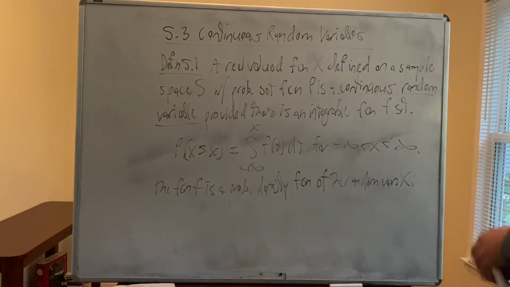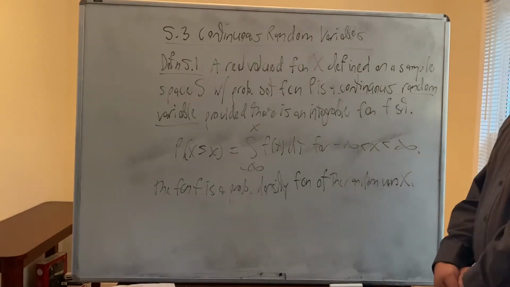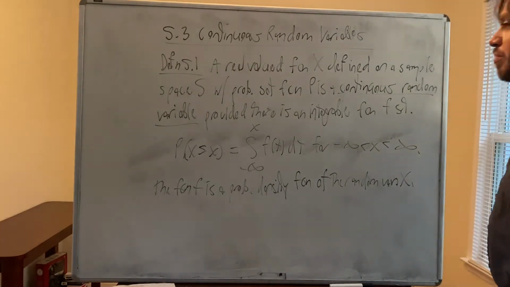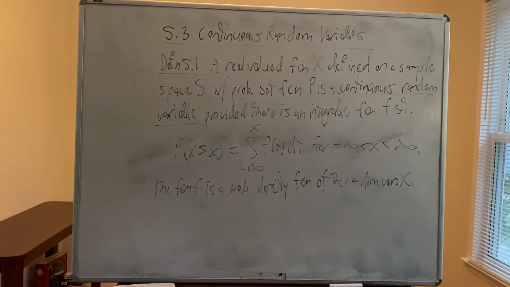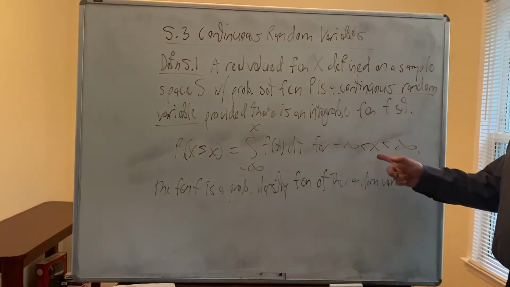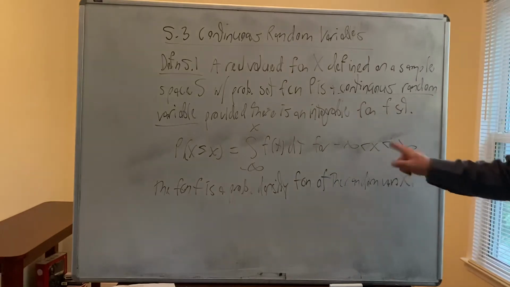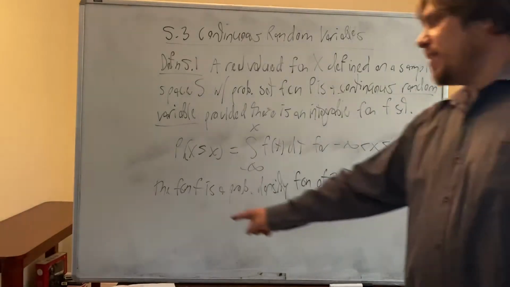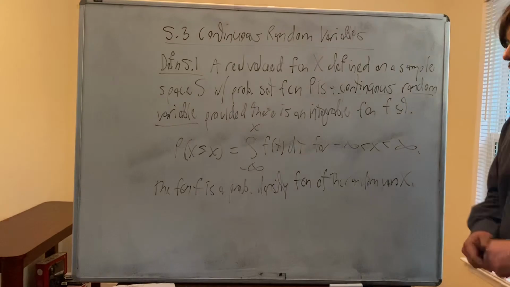Okay, so definition 5.1 is a definition of a continuous random variable. A real valued function capital X defined on a sample space capital S with probability set function capital P is a continuous random variable provided there is an integrable function little f such that the probability that capital X is at most little x is the integral from negative infinity to little x of f of t dt for any real value of little x. The function f is a probability density function of the random variable capital X.